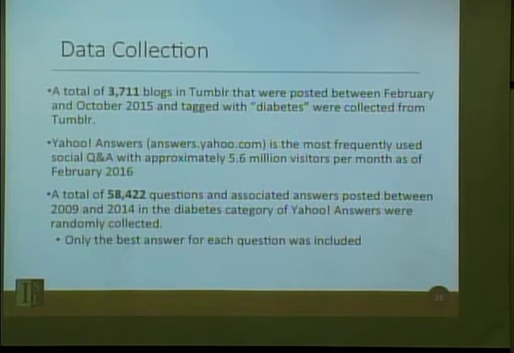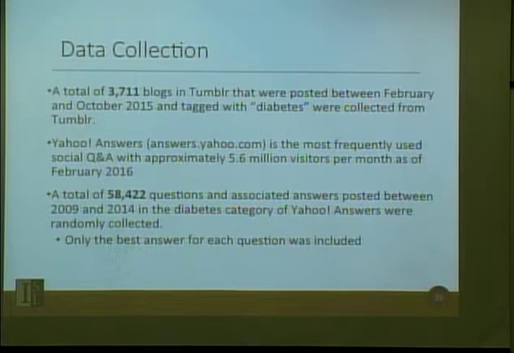So here, because we want to compare the terminology coverage between blogs and the social question answers, I got the data from Sanghi that are associated, including the diabetes-related social question answers. In total, we have included 3,700 blogs in Tumblr that are related to diabetes, and we also got 50,000 questions with associated answers from Yahoo Answers.